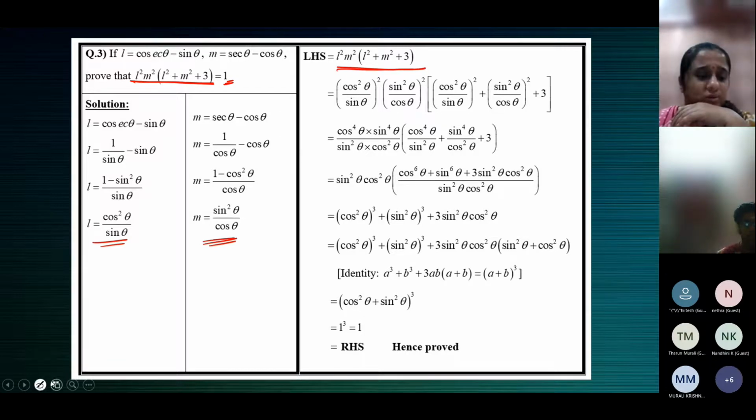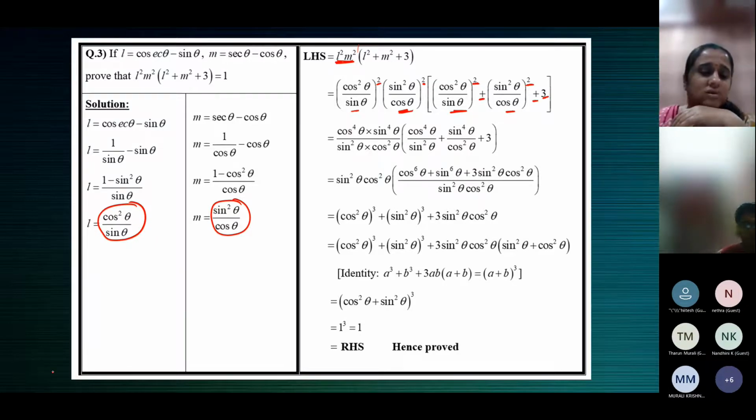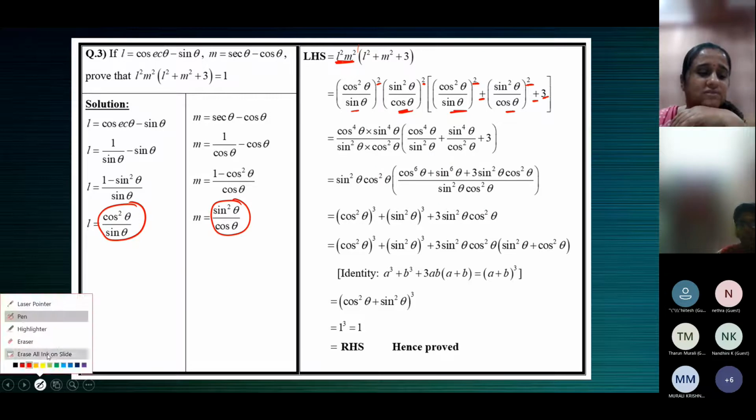Let's substitute. Substitute very carefully. See here, you should write L and square it. This is L. Write that and square it. See the square here. Then write M and square it. So this is M. We've written that here and we have squared it. So that is about L square M square. Then in the bracket, you must write L square plus M square plus 3. Okay, so we have substituted. That's the first step.